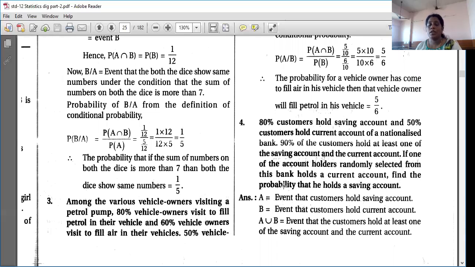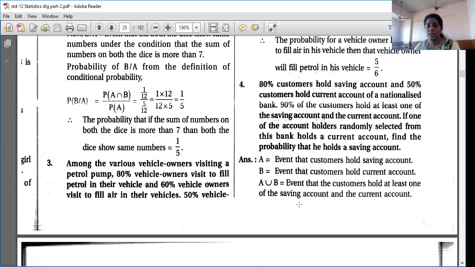Now in a bank, 80% customers have a saving account, 50% customers have a current account, and 90% customers have at least one of saving and current. Then if one of the customer holders randomly selected from this bank holds a current account, what was current account? It was B, so that will come in the denominator, so it becomes the A by B condition.